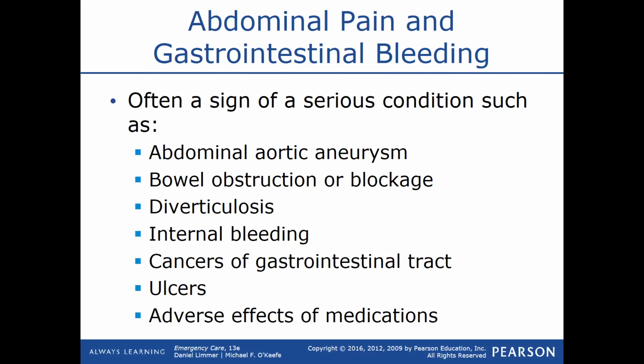Abdominal pain and gastrointestinal bleeding are often a sign of serious conditions such as, and here's the list of them. So again, that abdominal aortic aneurysm, a bulge. That means that the biggest artery in your body has a bulge in it from that pressure. Bowel obstruction or blockage, of course, would cause pain and could cause other issues in there. And I think it's pronounced diverticulosis. That means that little sacs are forming in your large intestines.